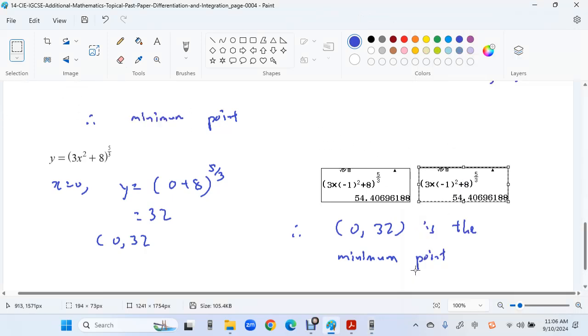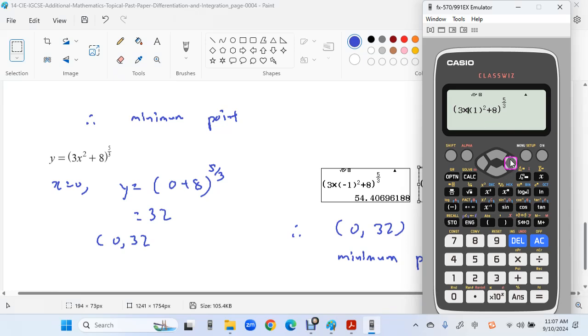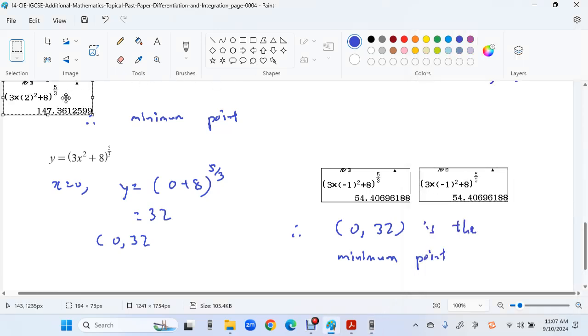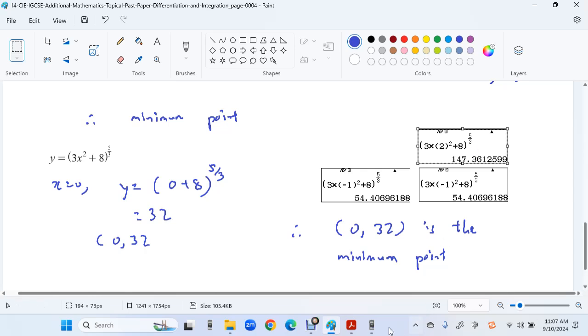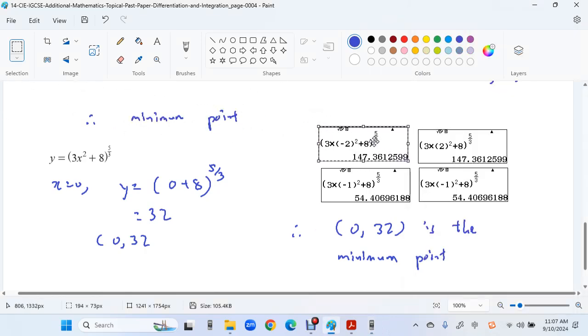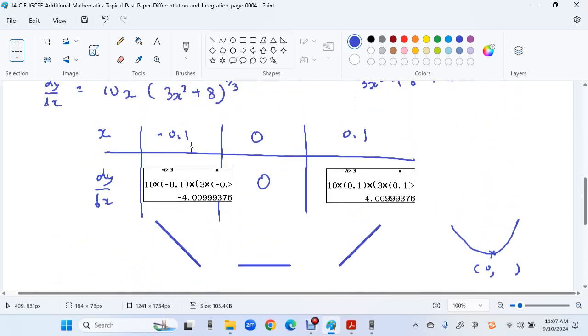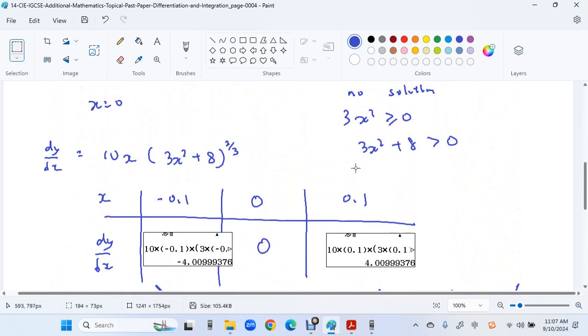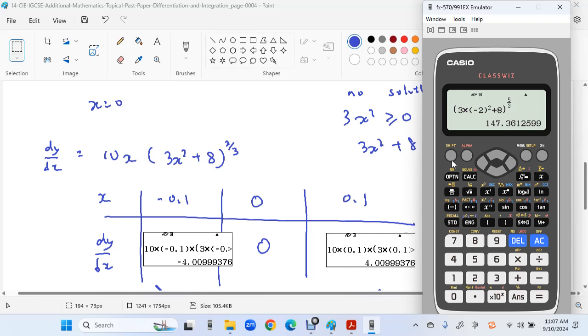If we have 2 here, then it is 140 something. And if we have negative 2 here, it is also 140 something. So all of these values are greater than 32. So we know that 32 is the minimum value. But we cannot use this way to show it is the minimum. We can use the second derivative, which needs differentiation.